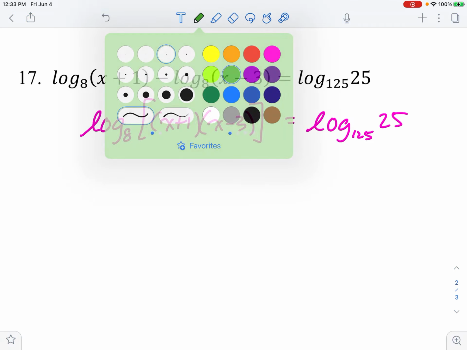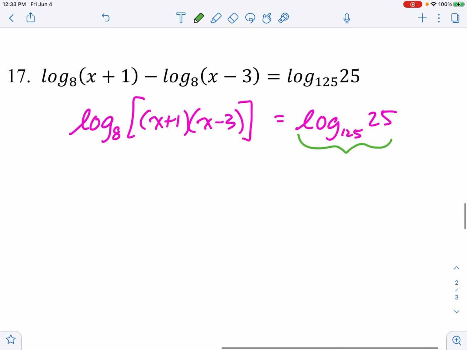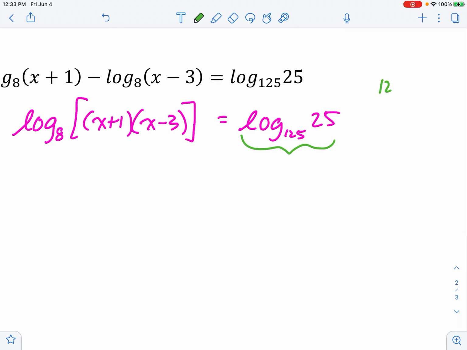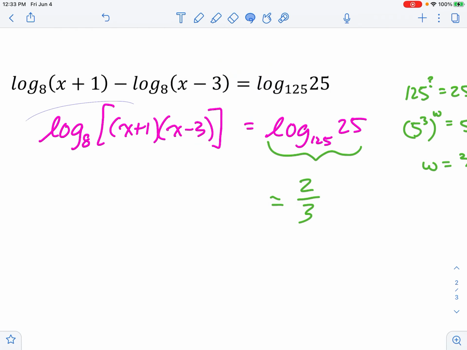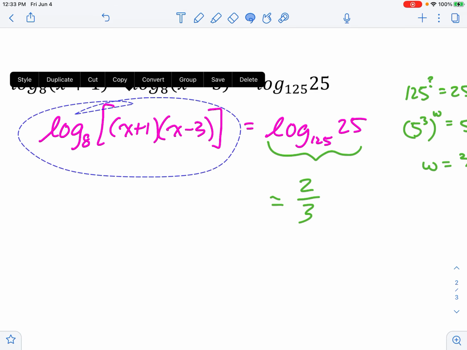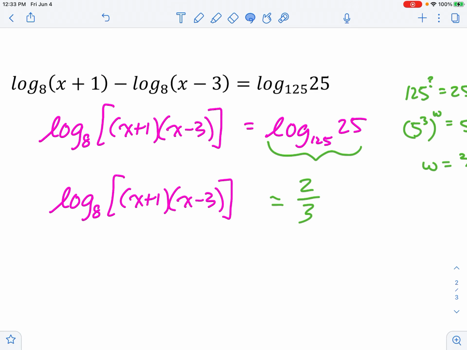But what I notice is that over on this side, I actually can evaluate that one. 125 to the what is equal to 25. Well, that's 5 cubed to the what? I won't use x. I'll use w equals 5 squared. That means that w must be equal to 2/3. So my entire right-hand side is 2/3. And on the left, now I can read what my logarithm is equal to. All right, so let's see.